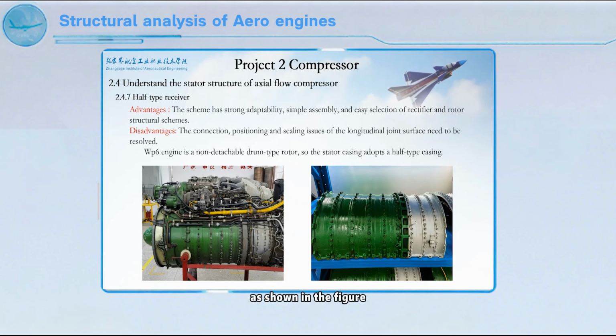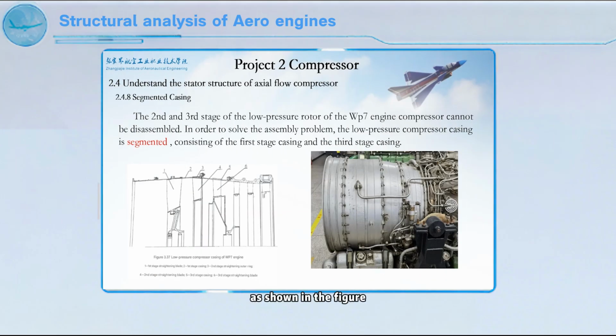As shown in the figure, this is the half-type casing used by the WP6 engine. Since the compressor rotor of the WP6 engine is a non-detachable drum disc rotor, the stator casing adopts a half-type casing. The half-type casing has strong adaptability, simple assembly, and easy selection of rectifier and rotor structure. However, it must solve the connection, positioning, and sealing problems of the longitudinal joint surface.